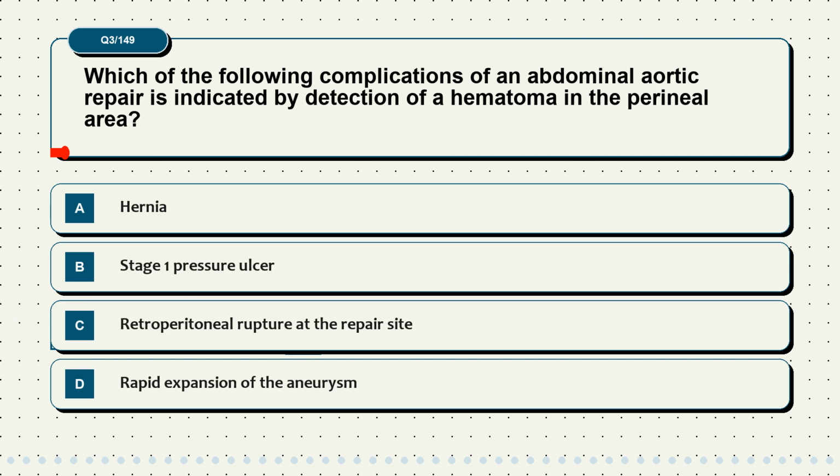Question 3. Which of the following complications of an abdominal aortic repair is indicated by detection of a hematoma in the perineal area? Here are the options. Option A, hernia. Option B, stage 1 pressure ulcer. Option C, retroperitoneal rupture at the repair site. Option D, rapid expansion of the aneurysm.